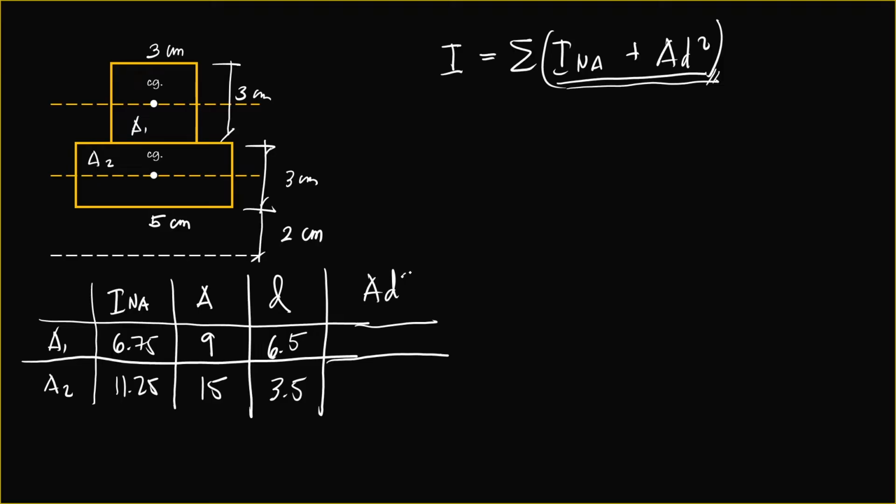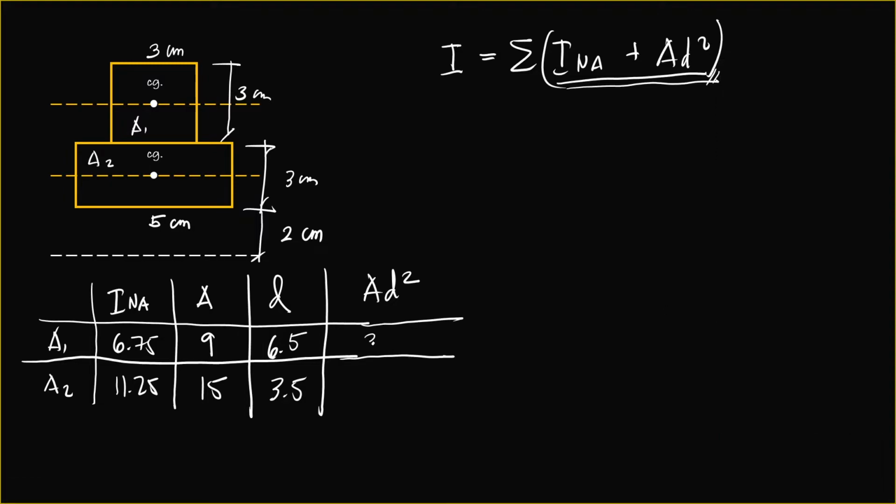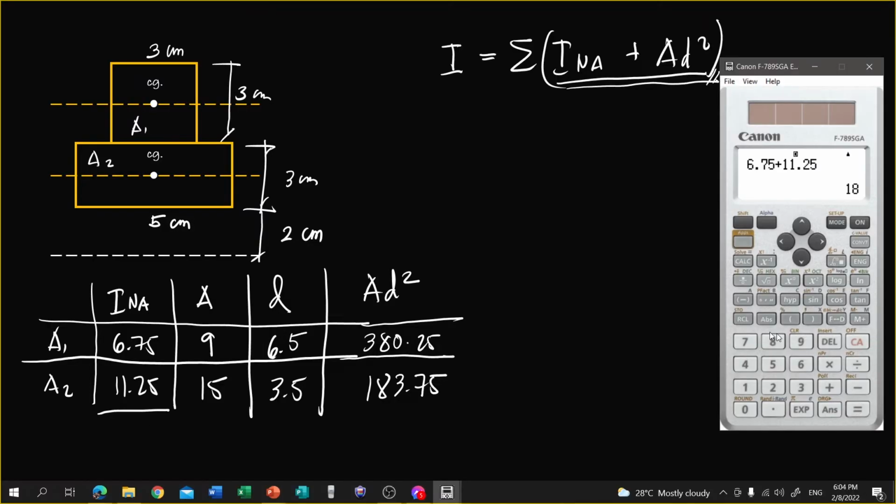Then we get the AD squared. What is AD squared? What's the answer for A1? 380.25. And for this one, 15 times 3.5 squared, 183.75. Okay. Then we add the I_NA. That would be 18.